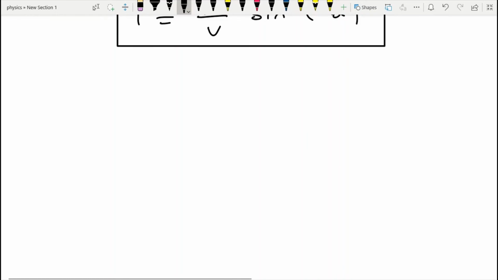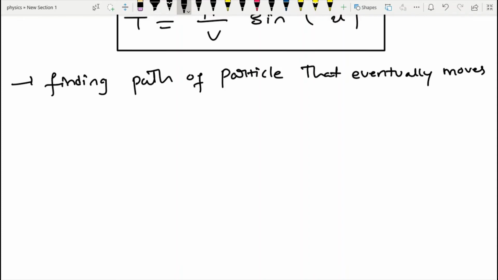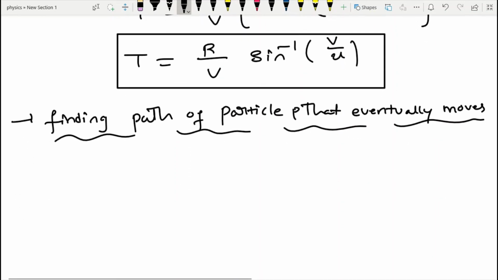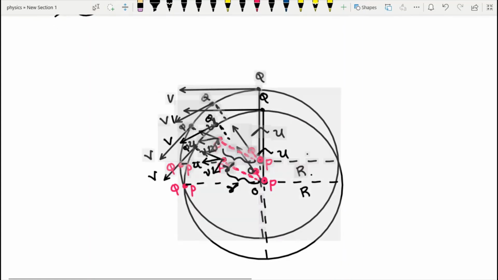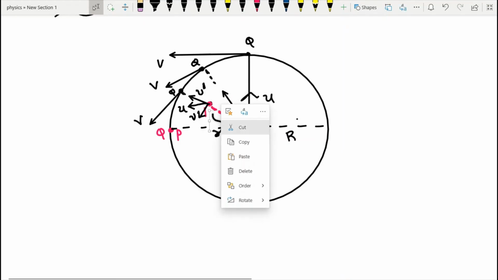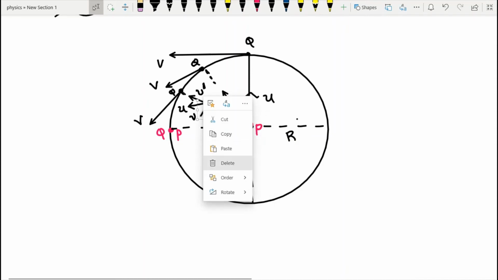Now we have to find the path of the particle P that eventually moves in the process of catching the particle Q. So how do we find this? Let us again consider the same diagram. I will remove some unwanted parts from the diagram now, because we only need the part that we require here. I am removing the velocity components also because I don't require them now.